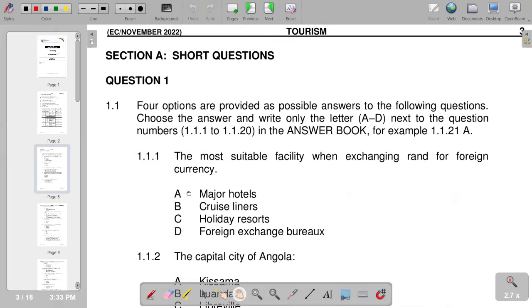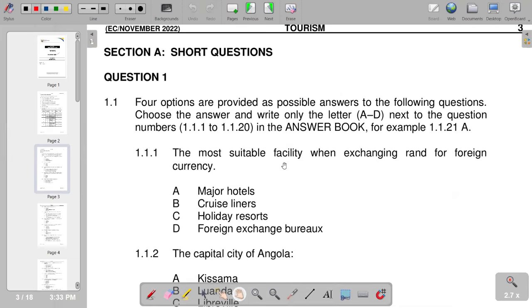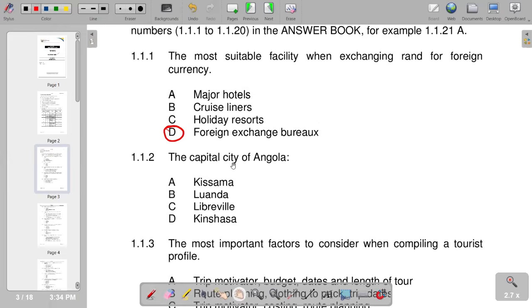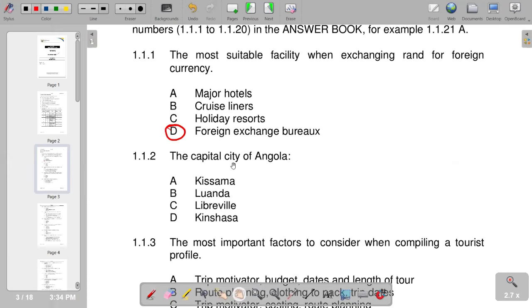The first question reads, the most suitable facility when exchanging rand for foreign currency? Of course, we have got major hotels, cruise liners, one of the resorts, and then we've got the foreign exchange bureau. So D is the correct answer. Number two, the capital city of Angola. Of course, we have different responses that were given, but the correct one is Luanda. So Luanda is the capital city of Angola.